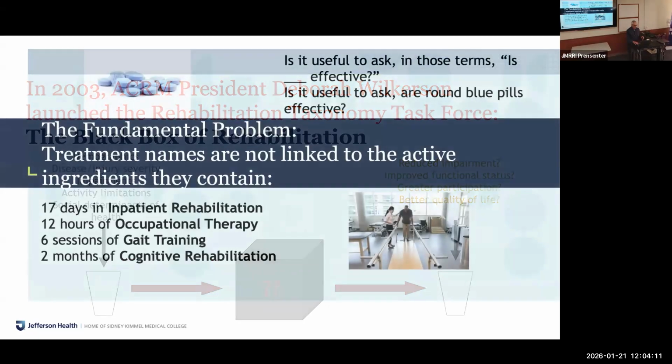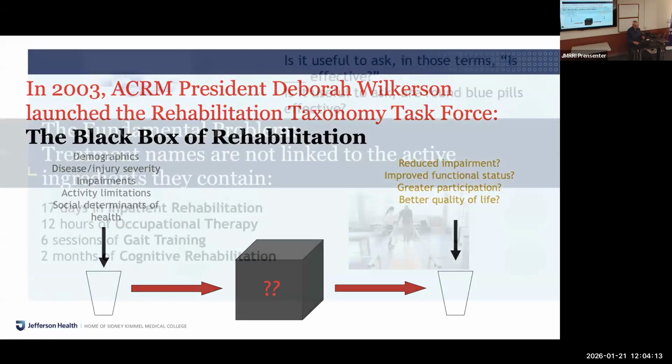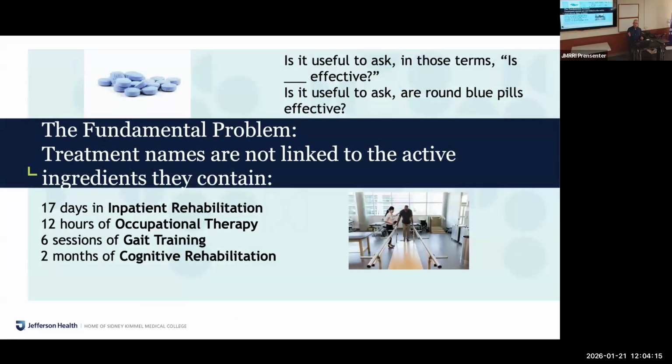So we talk about inpatient rehabilitation, occupational therapy, gait training, cognitive rehabilitation, all of which are nice labels that tell you what somebody's concerned about, but very little about what they are actually doing in the way of treatment ingredients. I would make the analogy, if we were talking about drug treatment, it would be like having conversations about whether big blue pills are better than little white pills. Not very productive.